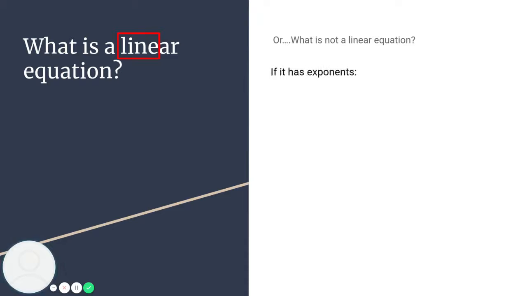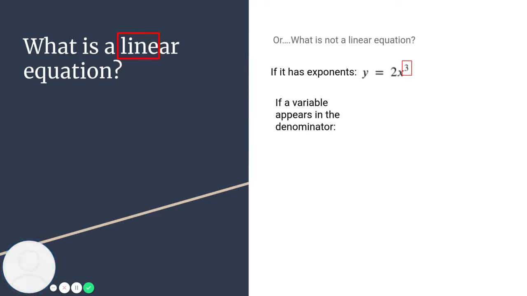The first one is going to be if it has exponents. So if you see an equation that has an exponent, doesn't matter how many, it automatically makes it not linear. So an example, y equals 2x to the 3rd power, that 3 as an exponent automatically makes this not linear. If we were to try to graph that, it would curve in some type of fashion, which makes it not a completely straight line.